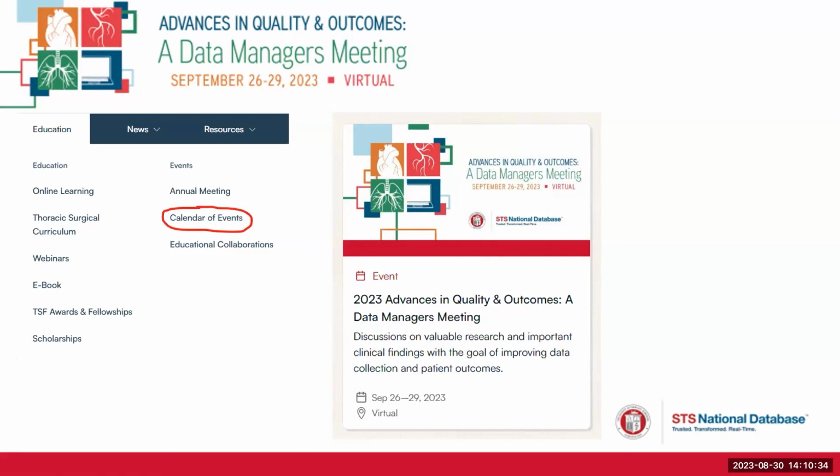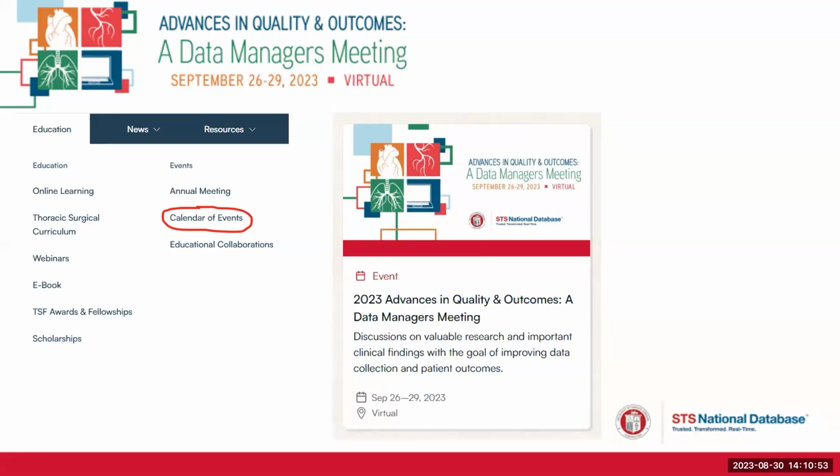As you can see, it's a virtual event this year. Last year we were in person, and I believe next year we're going to be in person again. So this year is virtual. It is September 26th to the 29th. Intermacs and PDMacs will be on the 26th.